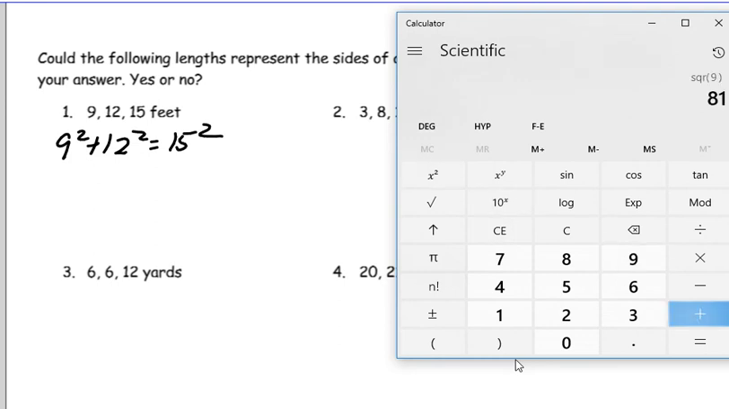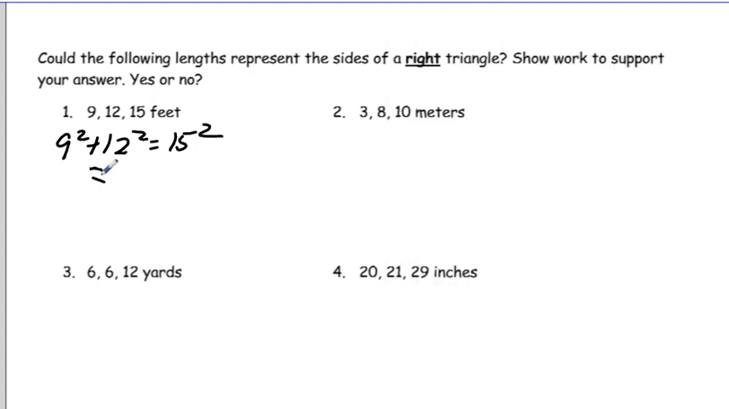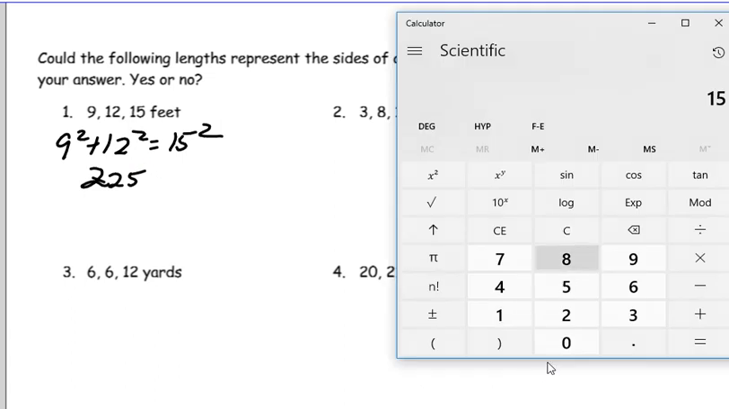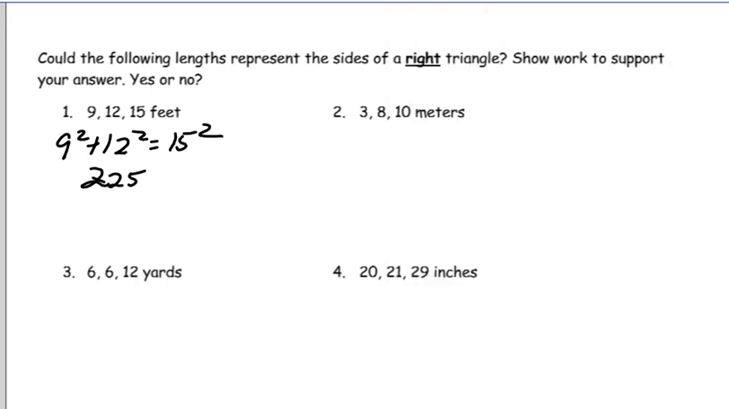9 squared plus 12 squared is 225. Is that equal to 15 squared? It is. So in this case, 225 is equal to 225. So yes, it is a right triangle.